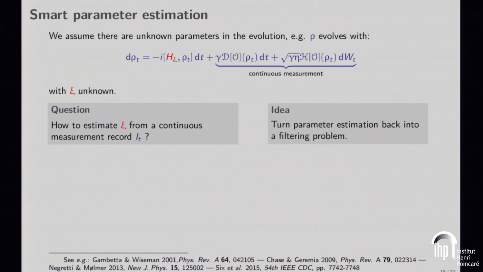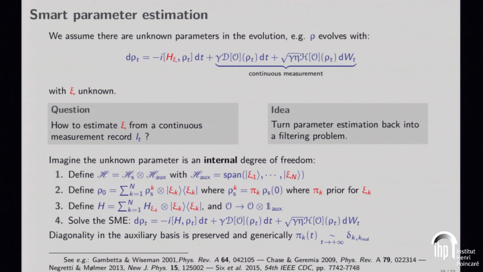And the idea is to turn parameter estimation back into a filtering problem. Basically, you just imagine that the hidden parameter, the parameter you don't know, is just an internal degree of freedom of your system, and that you have a sort of incoherent superposition of this hidden parameter. And because of the continuous measurement, you will try to collapse on one of the values. So in practice, you extend your Hilbert space with an auxiliary Hilbert space that contains a bunch of possible values of your hidden parameters as pointer states. And you extend your density matrix, the Hamiltonian, and the operator you measure in the most natural way, okay? Just take it diagonal in this basis.